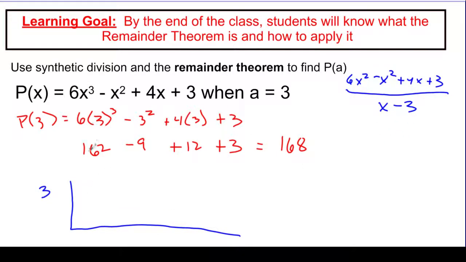So we're going to bring down our numbers. I have a 6, a -1, a 4, a 3. I'm going to do a quick scan and make sure I didn't skip any coefficients, because remember, we do need zeros for those. That's 3, 2, 1, 0. We're good. Okay, so let's go through the problem.